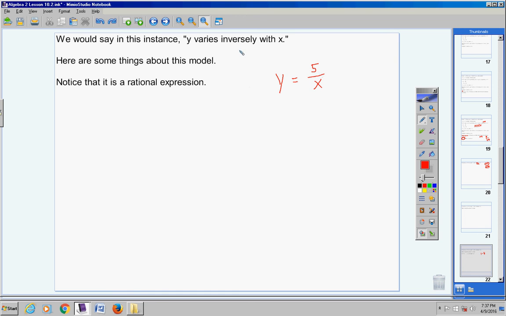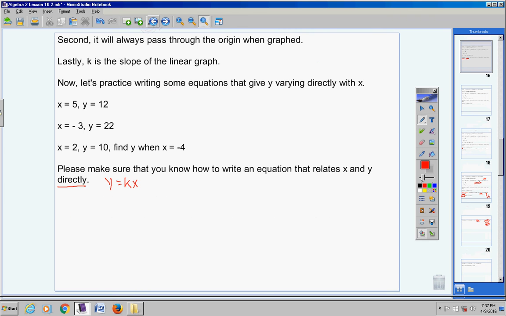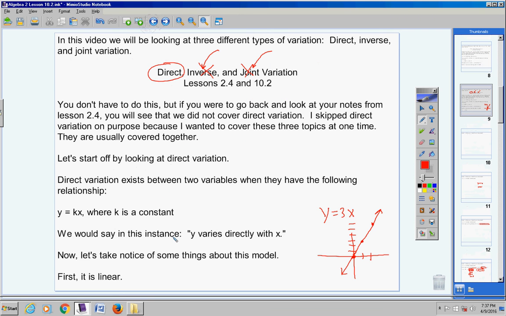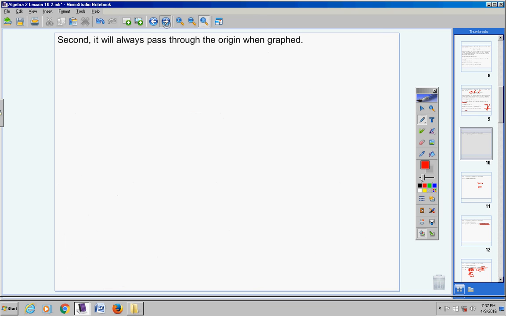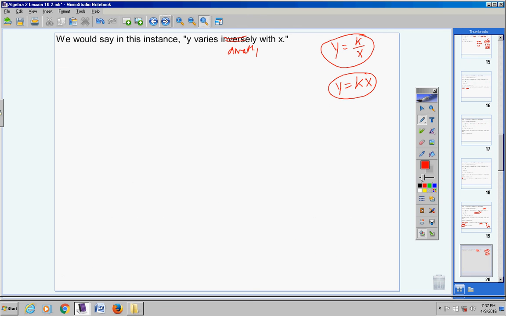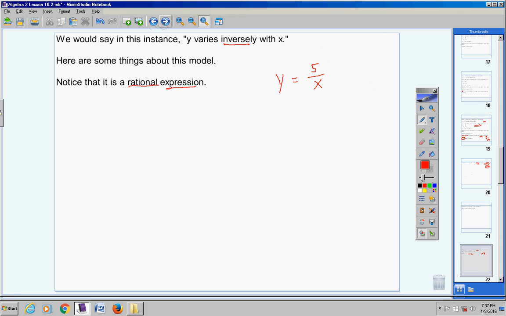So an inverse variation equation is a rational expression, just like a direct variation equation is linear. Okay, we covered that earlier. An inverse variation equation is a rational expression. Okay, so we'll keep this in mind right here.